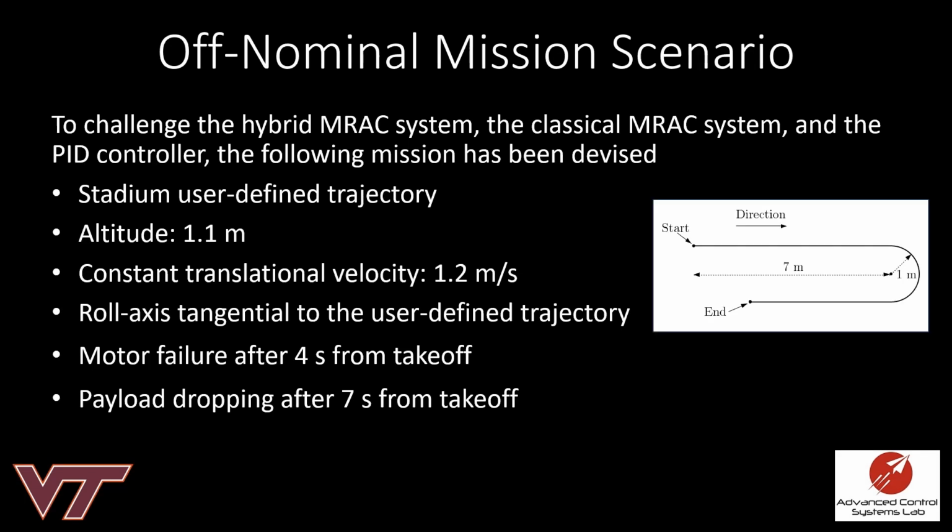In order to challenge the 3 controllers, the following mission has been devised, in which the UAV needs to follow a stadium-like user-defined trajectory, which can be seen on the right. So the UAV will start and follow a straight line of 7 meters, then perform a sharp U-turn with radius 1 meter, and then again follow a straight line till the end. This happens at an altitude of 1.1 meters with a constant translational velocity of 1.2 meters per second, and the UAV needs to keep its roll axis tangential to the user-defined trajectory at all times.